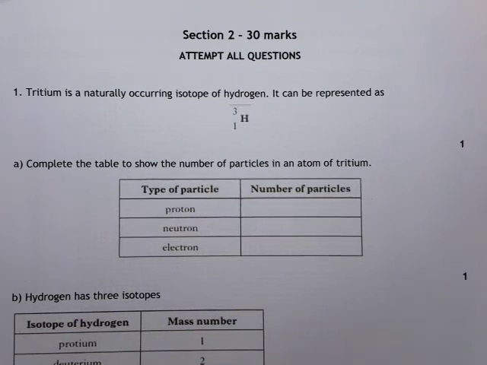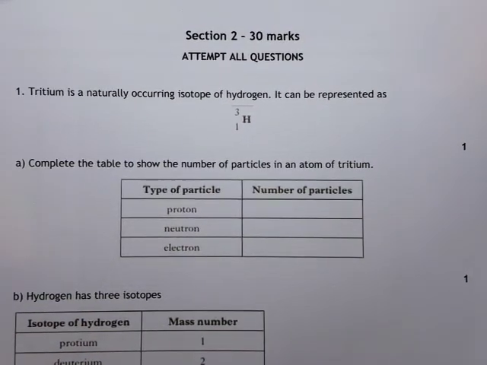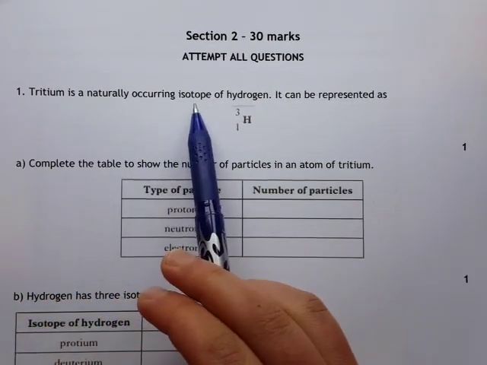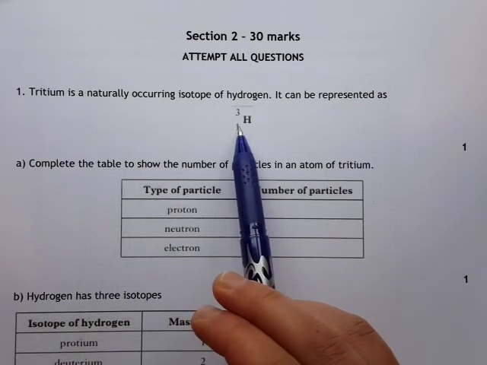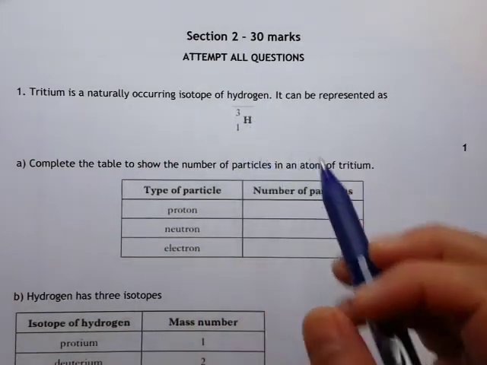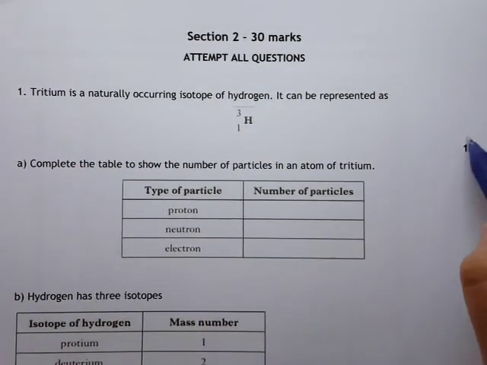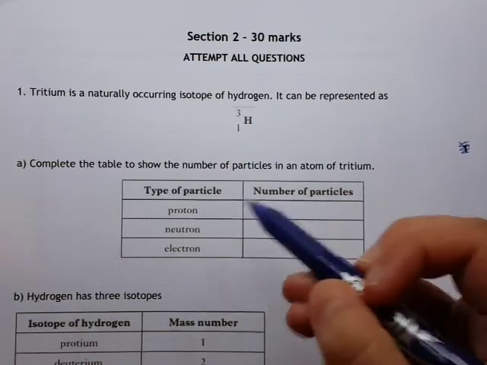Right, let's get started. So, question 1 says tritium is a naturally occurring isotope of hydrogen. It can be represented as 3,1H. Okay, so just as a wee warning, this mark was an accident. This shouldn't be a mark there.